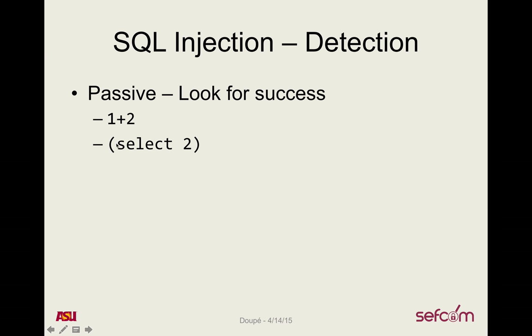You can also do something like this. We saw subqueries. So we can say subquery select 2. This would substitute 2 in there, and if we got the table of 2, that would show that.